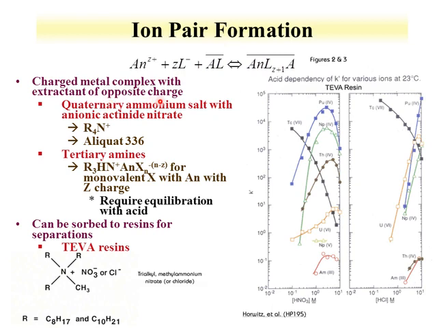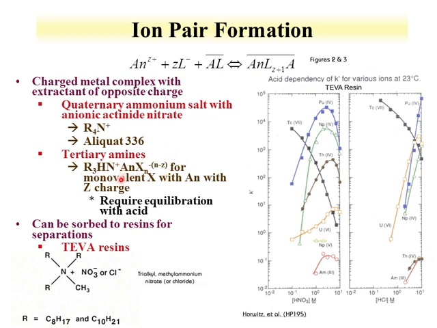In this system, the charged metal complex needs to make an extraction with an extractant of an opposite charge. So, for instance, a quaternary ammonium salt, positively charged. I need to extract something negative. So I could use an anionic actinide species. Aliquat 336, which is also a quaternary amine, is a useful extractant. There are also tertiary amines that are shown here.